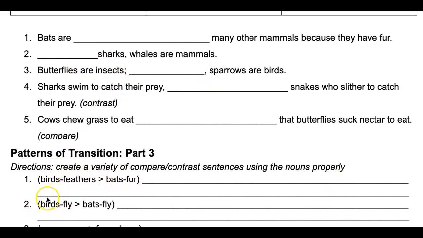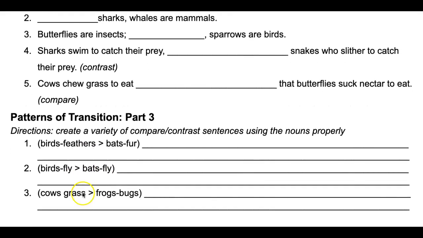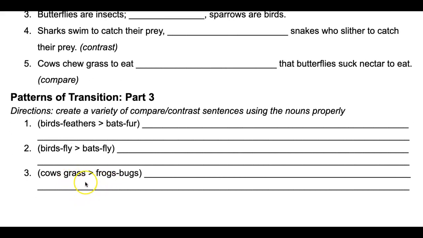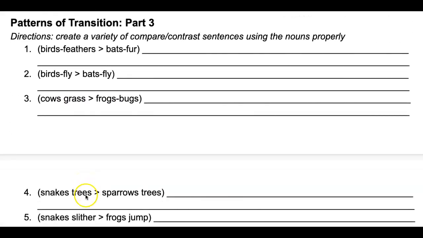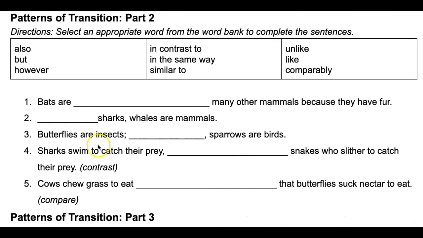The next one would be compare, and so I can look at one of the comparing sentences, and I could talk about how birds fly, and then have a comparing sentence about how bats fly. So you're going to try to do a different one for the last 3. This one is contrasting, this one is comparing, and this one is contrasting. And each time use a different type of sentence structure.